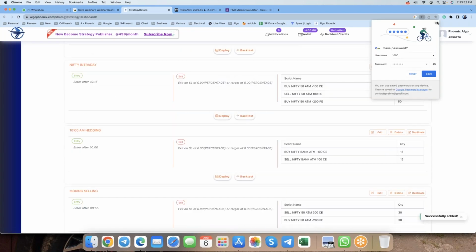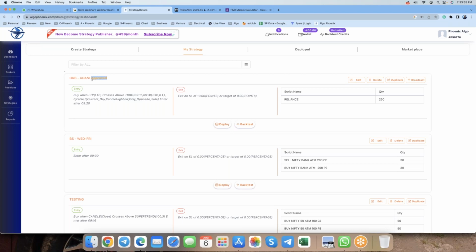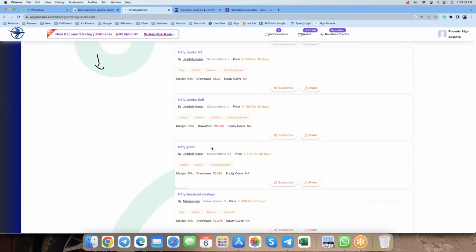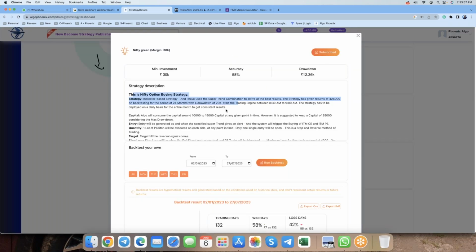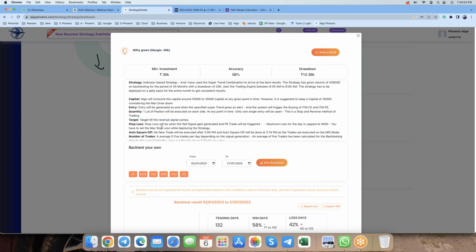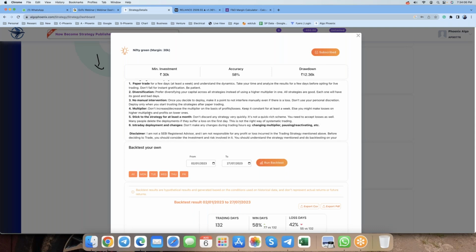Now my strategy has been approved. Okay, it is auto approved for now. Later an approver will come into place. It's showing as approved, and if anybody comes to the marketplace, they can see my strategy, opening range breakout. Now, for example, they will open the strategy. It will have a description something like this: what the strategy is all about, the capital, entry, exit strategy, stop loss, auto square off, number of trades that will happen, multiplier. They'll give a complete description.